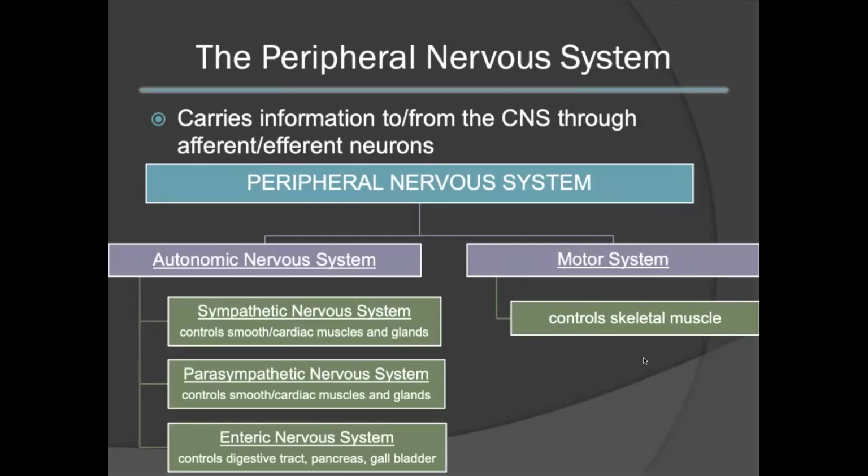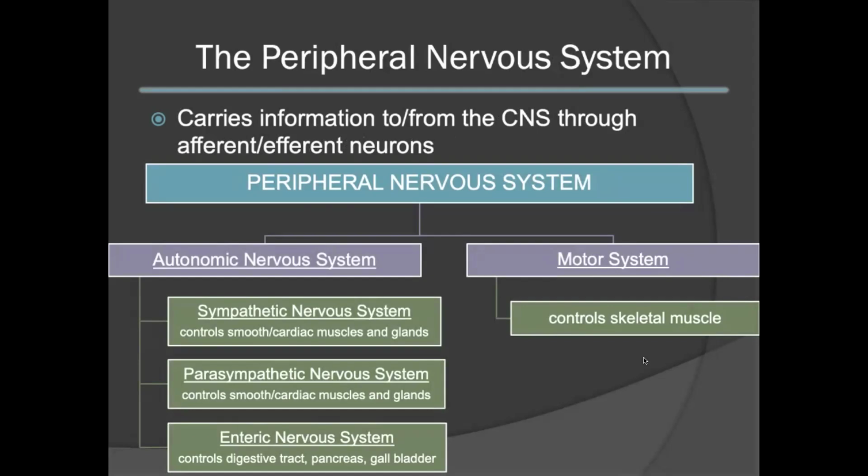The peripheral nervous system is responsible for carrying information to and from the central nervous system. This information is carried through afferent and efferent neurons. Afferent neurons will bring information to the CNS, and efferent neurons will bring the information from the CNS.